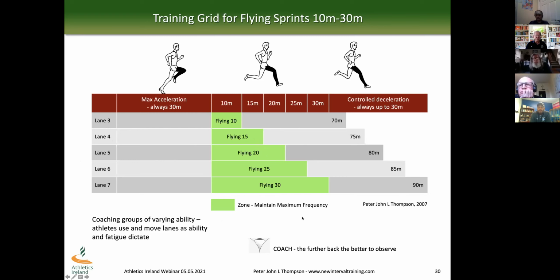And the advantage of this grid as well is that during a session and during a set, if the quality of holding the frequency diminishes, I'll either stop the activity or move them to a lesser amount of flying speed, their maximal velocity. So you've got this ability to move the athletes around within the grid during training.